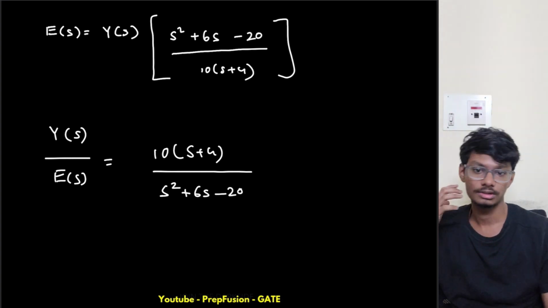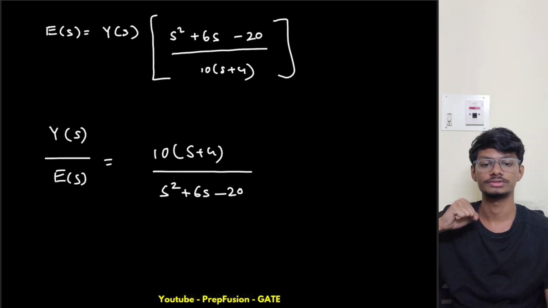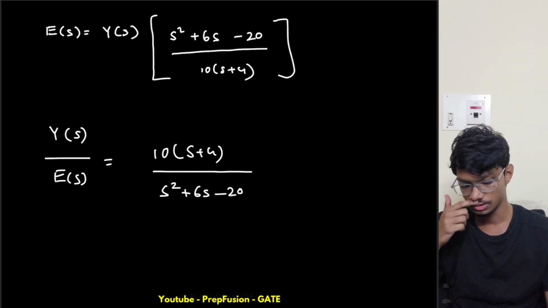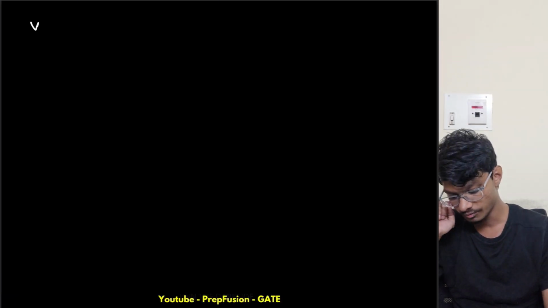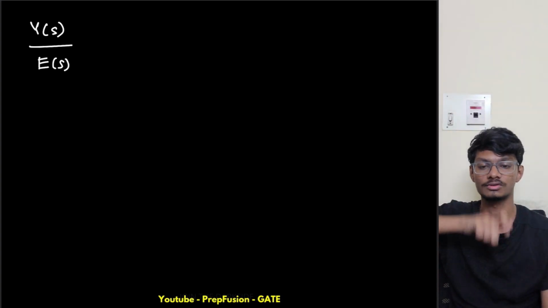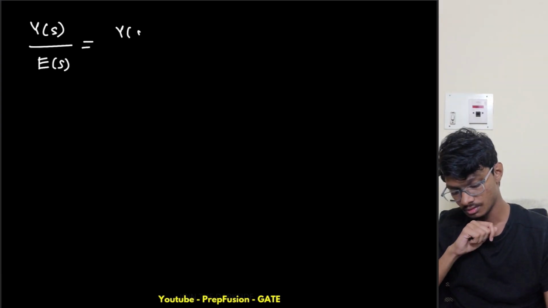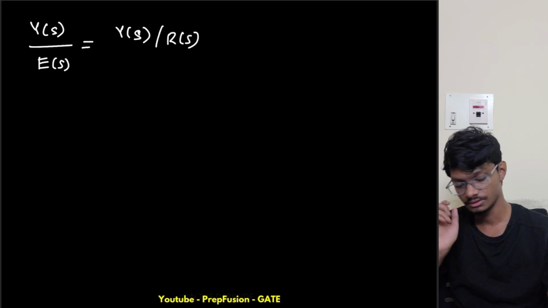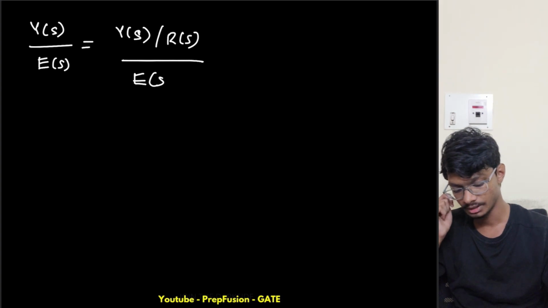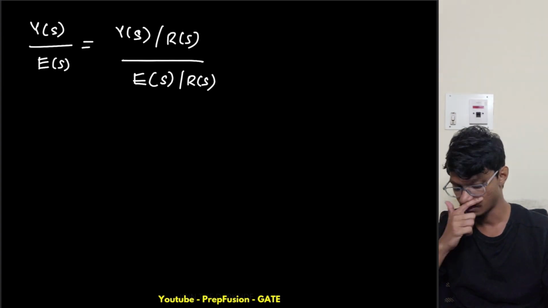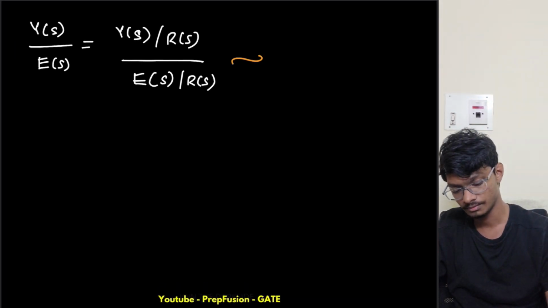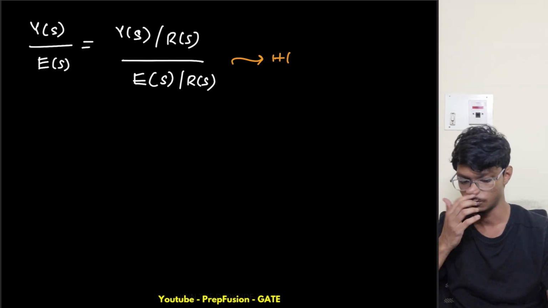This is one method, but if you want to solve using the SFG only, I have taught you another method for how to solve it. If you want to find y of s upon E of s, you take E of s as the output instead of the input. Find y of s by R of s, which is already found out. Then use output as E of s, and input is R of s only. If you take the ratio, you will get your answer. But this is homework for you. I won't solve everything because this lecture will go on forever.